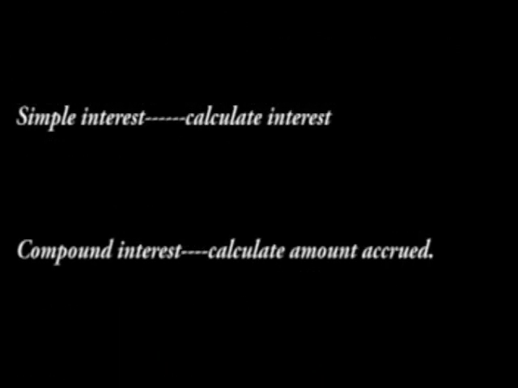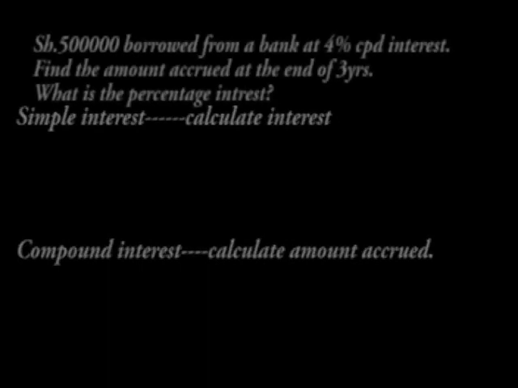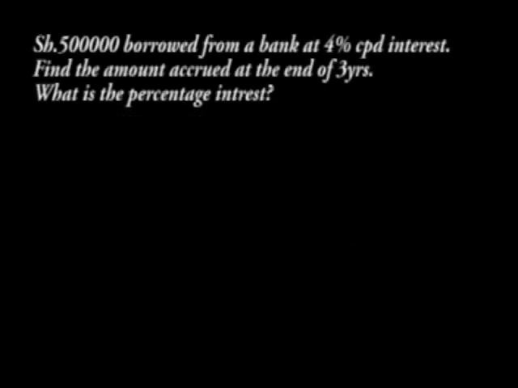Note that in simple interest formula, we calculated the interest directly, while in the compound interest formula, we calculate the amount accrued. For example, 500,000 borrowed from a bank at 4% compound interest. Find the amount accrued after 3 years and find the percentage interest.